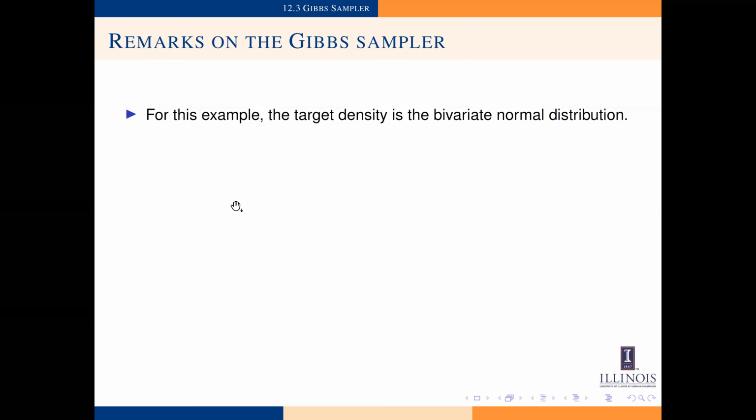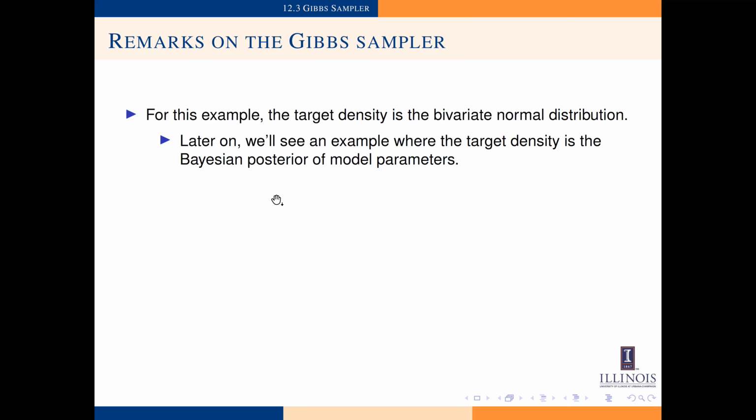We're going to come back to the Gibbs sampler at the end when we discuss a Bayesian application. However, for now, let us just leave a few remarks and move on to the next topic. For the example on the bivariate normal, the target density is a bivariate normal distribution. As you can see, we're not yet generalizing this to the Bayesian framework where we are interested in a posterior distribution as the target distribution. Later on, when we look at the application, we'll see an example where the target density is the Bayesian posterior of model parameters.